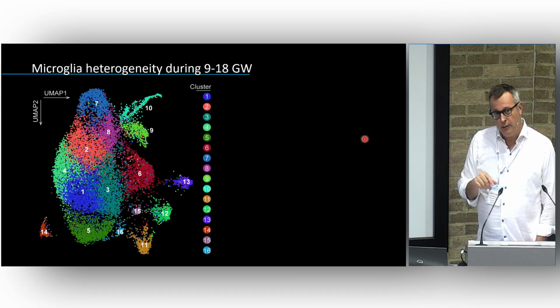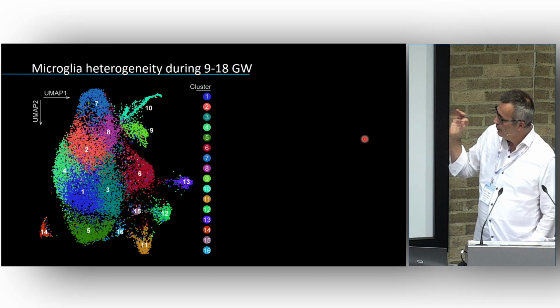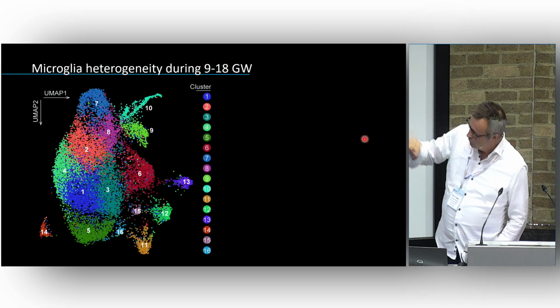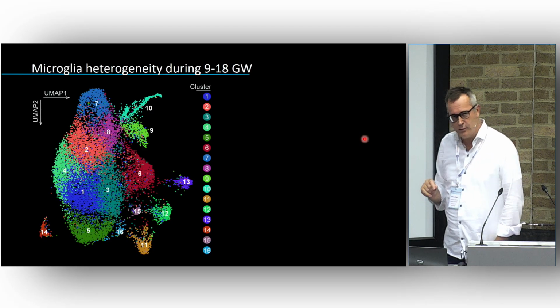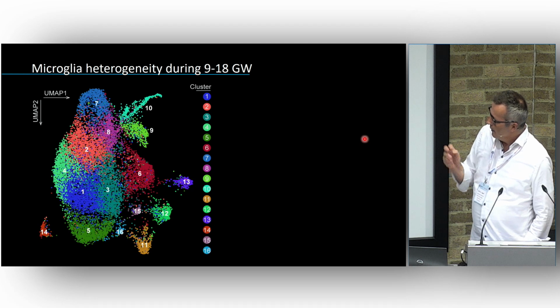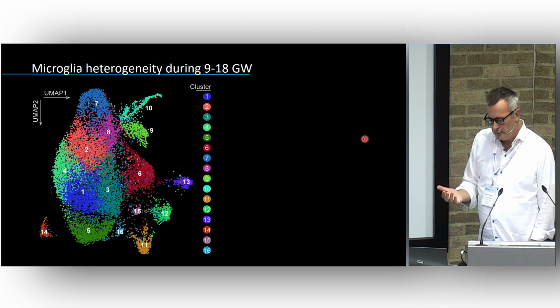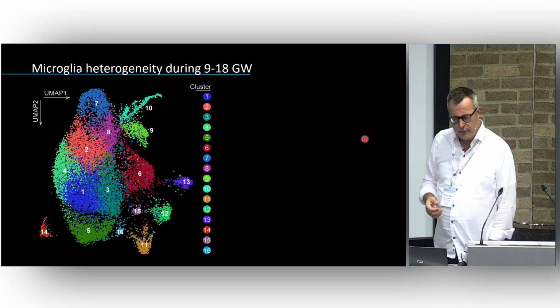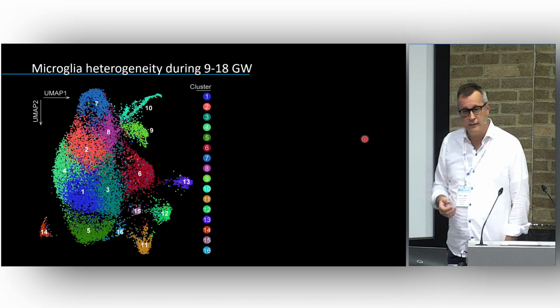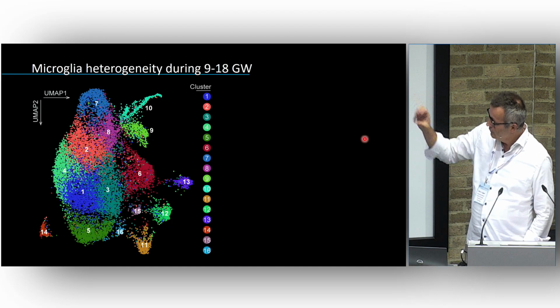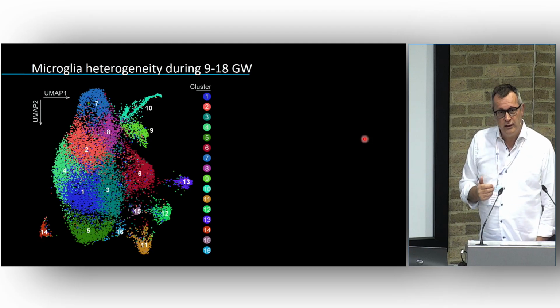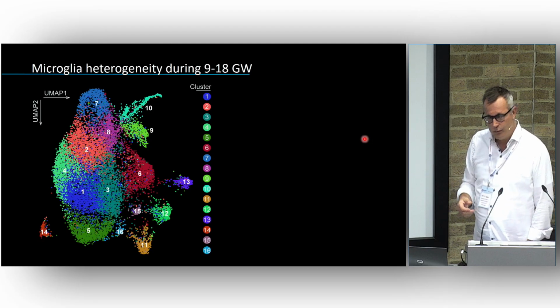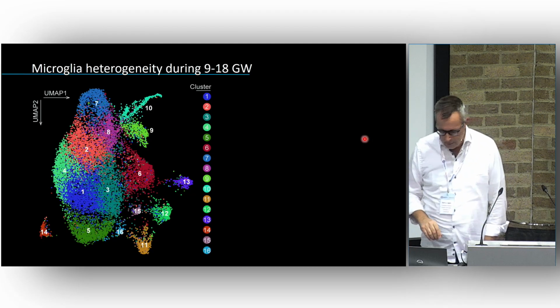I will show you more UMAPs later in my talk, but what is a UMAP? Here each dot is a cell, so we're seeing single-cell sequencing of 20,000 microglia. You put your 20,000 microglia transcriptomes into an algorithm, and it looks for populations of cells that have similar gene expression profiles, and that's what you see here. So each cluster is a population of microglia that has a similar gene expression profile.